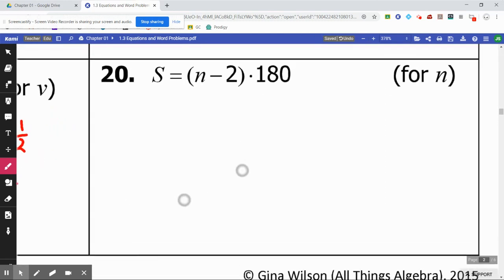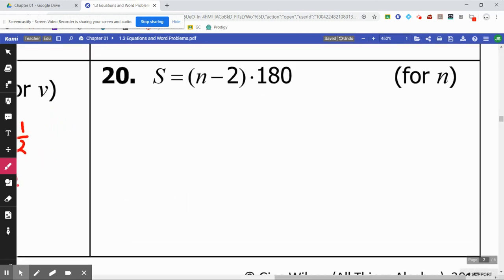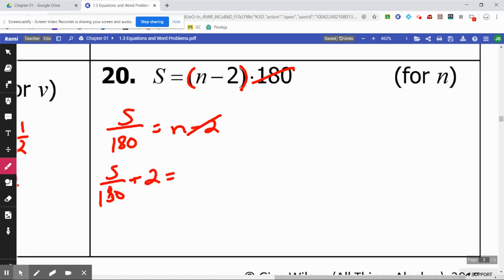Next up, you have a very common formula from geometry. And I can use the same trick I did on the last one. If you would like to, since the whole thing is being multiplied times 180, I can go ahead and move it over by dividing by 180. And you're left with n minus 2. Now to get n by itself, just add 2. So you have s over 180, tack on the plus 2, and that's got n by itself. That's one way of looking at it.